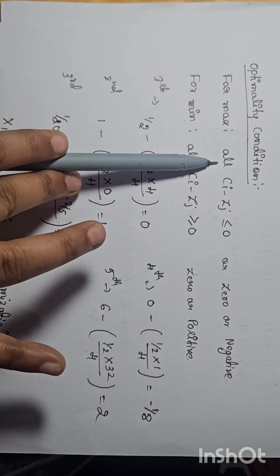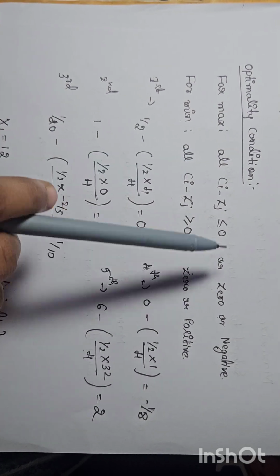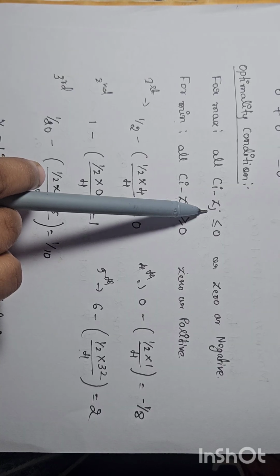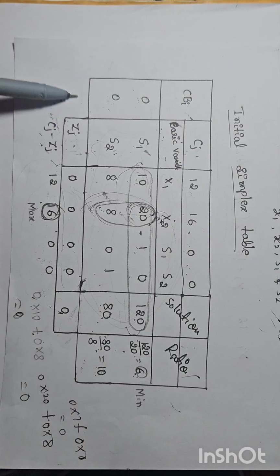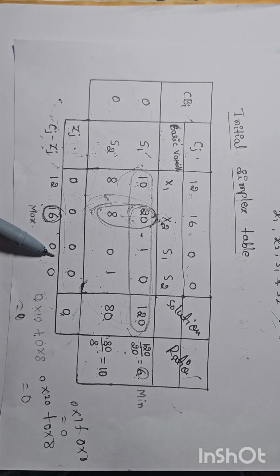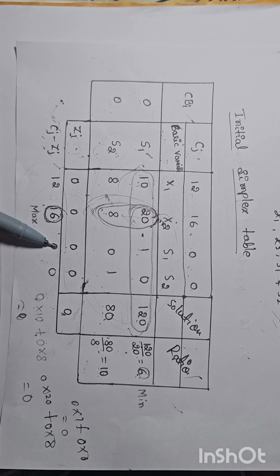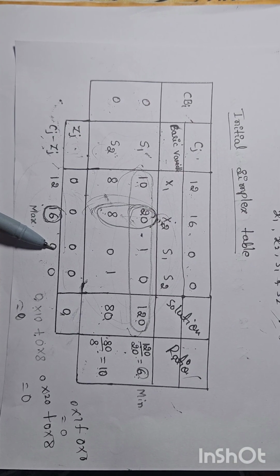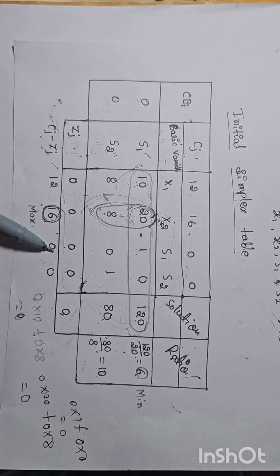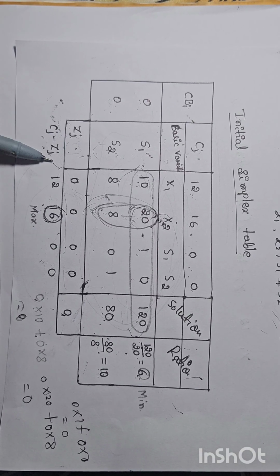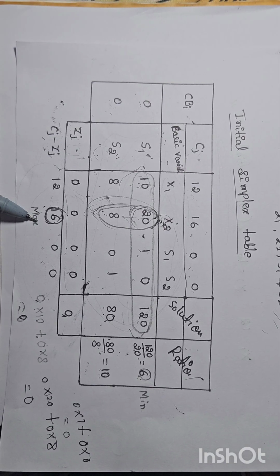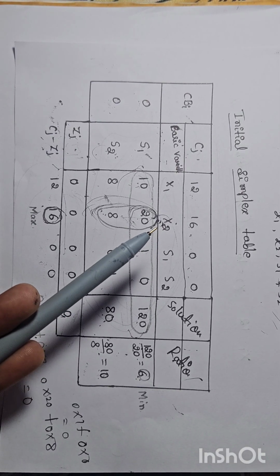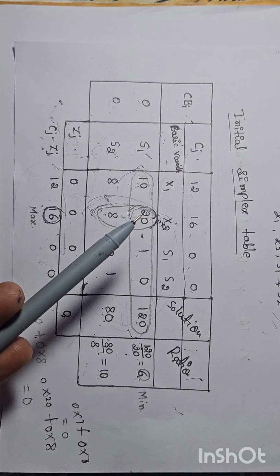Our problem is a maximization problem, so our Cj minus Zj values should be 0 or negative. Here we are getting all positive values. The optimality condition requires Cj minus Zj to be 0 or negative, but here we got positive values. So we have not reached optimality, and we need to proceed further to reach it.